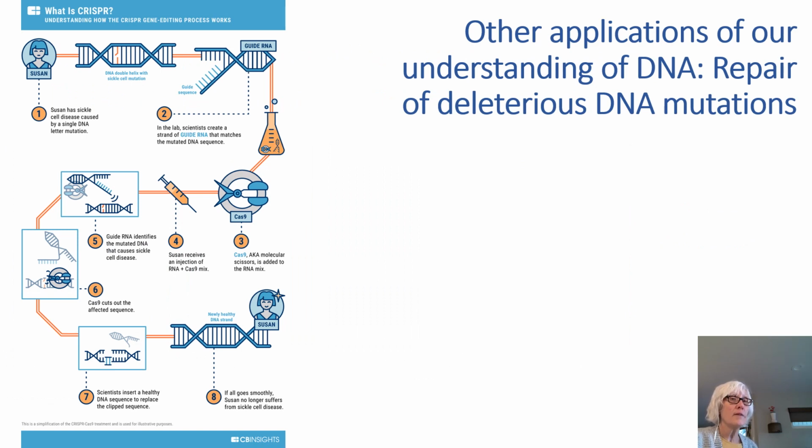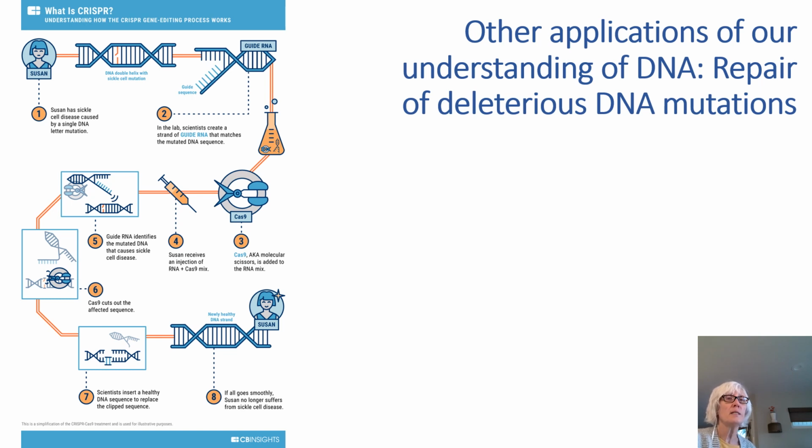A more recent development in DNA manipulation is the repair of DNA mutations by removing the mutated section and replacing it with a normal section. Perhaps some of you have heard of CRISPR technology. The diagram on the left shows you how CRISPR works. In this case, a patient, Susan, has a disease called sickle cell disease that results in an inability of her red blood cells to carry oxygen properly.